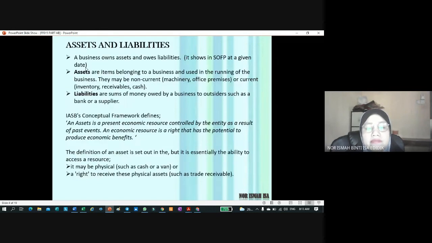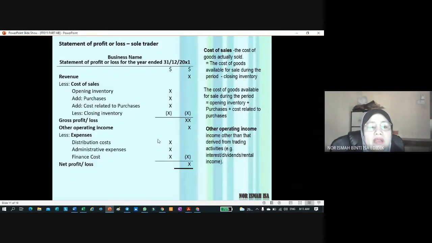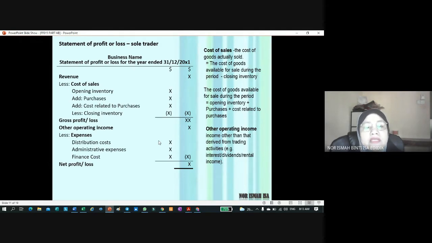As for the statement of profit or loss, whatever is in the statement of profit or loss is a statement that shows what the revenue is, what the expenses are for that year, and what the net income is that the company generated from the trading, from the main business.